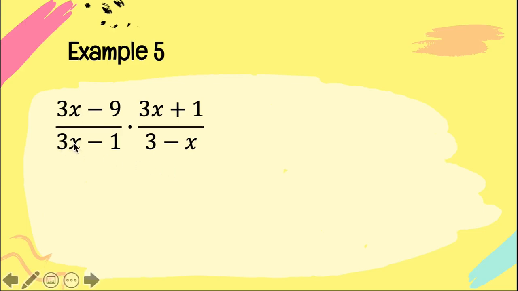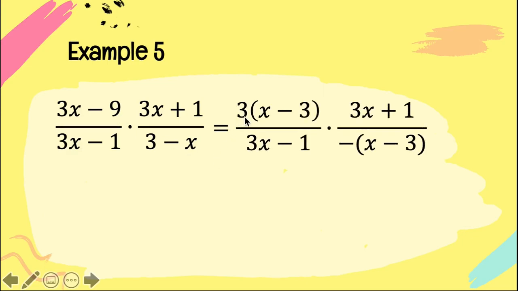Like 3x minus 9. There is a common monomial factor which is 3. So we have to factor out 3. As we factor out 3, we have 3 times x minus 3. Where did we get x minus 3? By simply dividing 3x minus 9 by 3. So this will be the factored form.